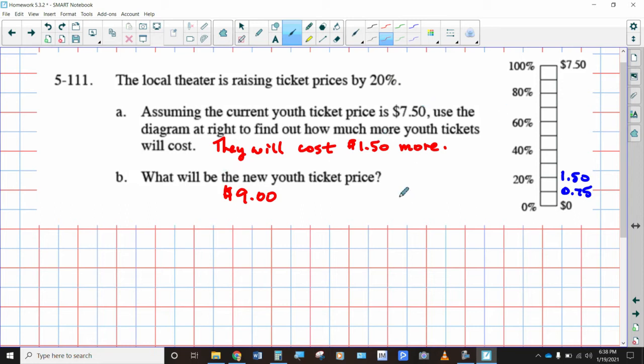Well, the original price was $7.50, but you're going to add or increase it by $1.50. So you're going to add those two together, and you get $9 for your answer.